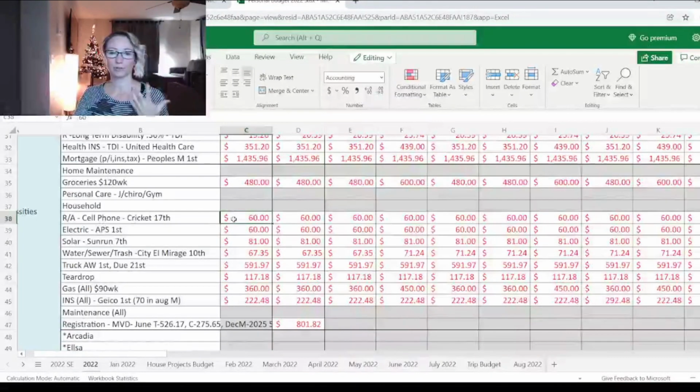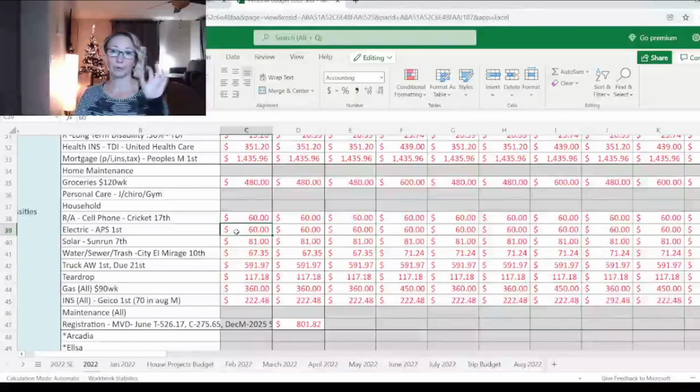So cell phones, prices of the cell phone didn't go up, so that's $60 a month for Ricky and Arcadia. And then electric, when I took how much we spent last year and I divided it, we averaged $60 a month. So we're going to do $60 a month. If it's less than 60, we'll just keep some of it in savings. So then if we have a month that's more than 60, it's already kind of put aside for that.